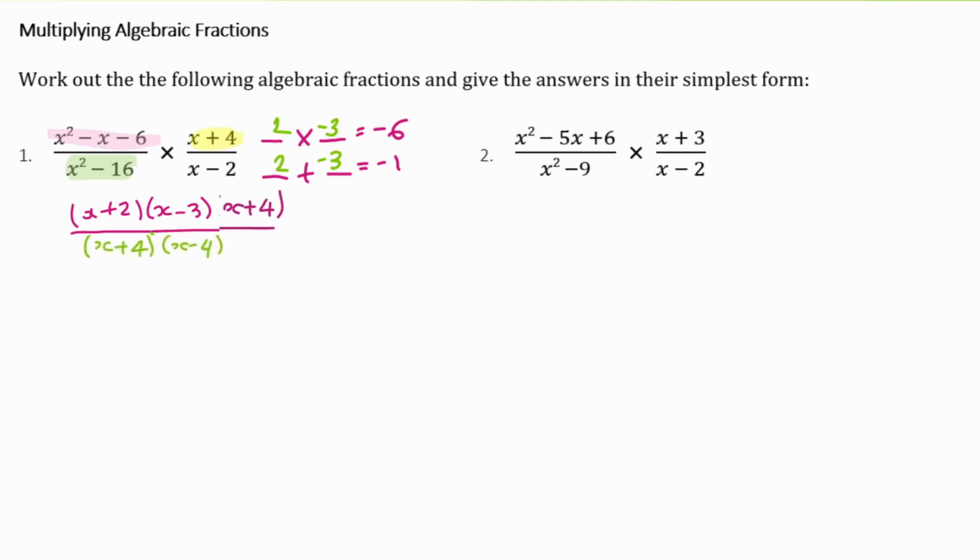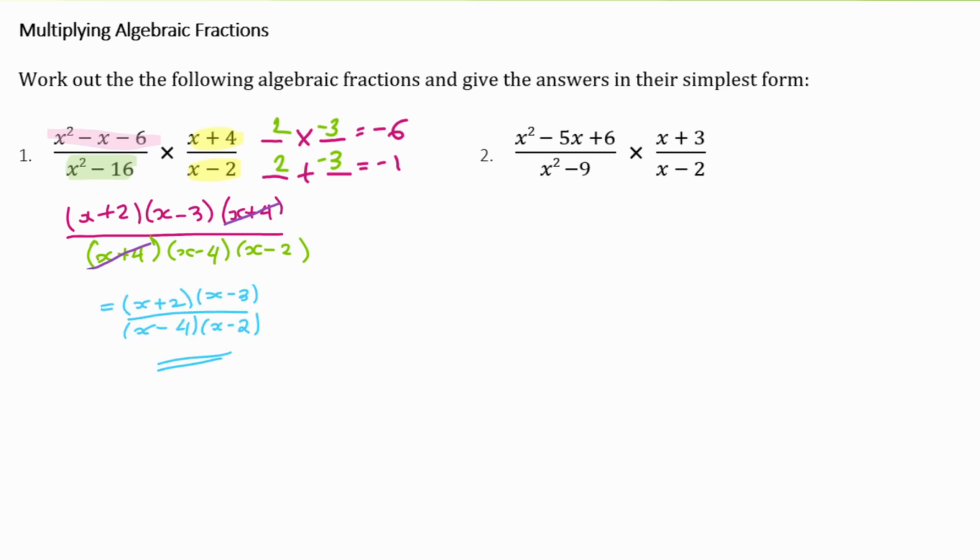We then multiply that with the second denominator, which is x minus 2. As we can see, we've got some common factors here, like x plus 4 and x plus 4. So we can cancel those out, which leaves us with x plus 2 and x minus 3 in the numerator, and x minus 4 and x minus 2 in the denominator. And that is our final answer for number 1.